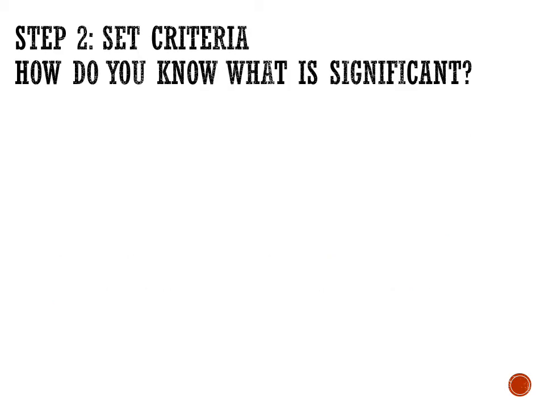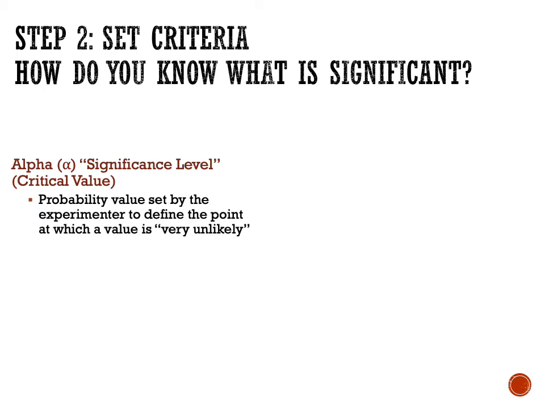Okay, our next step, step 2, is to set a criteria. We need to set a threshold by which we will judge our results. We often refer to this as a critical value. The critical value is represented by alpha. That Greek letter A, that lowercase symbol, is called alpha, and that's our significance level. It's basically your probability threshold.